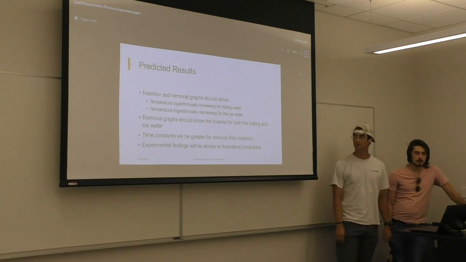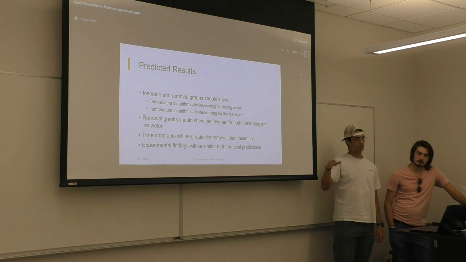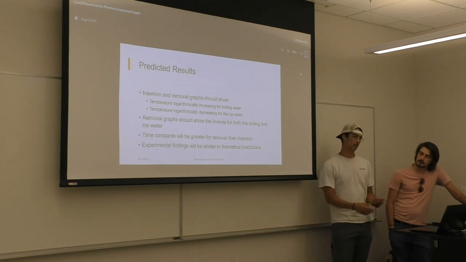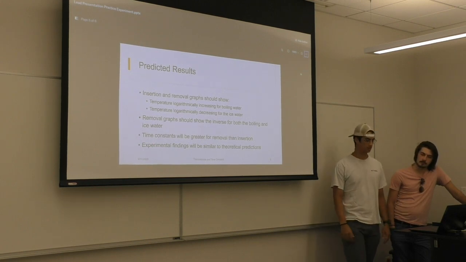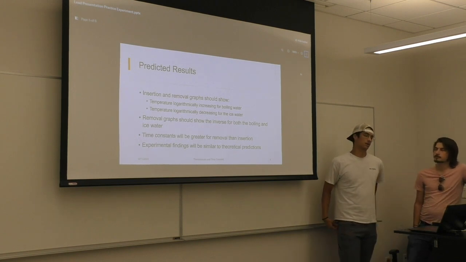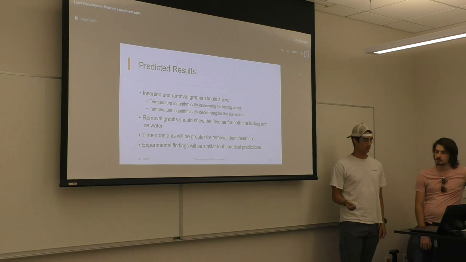For the predicted results, we're looking for the graphs to show logarithmic temperature changes over time. Obviously, the way that one looks for the ice water, it should look the other way for the boiling water, because of temperature increase versus temperature decrease. You should see that the time constants will be greater when you pull the thermocouple out rather than inserting it into the new water apparatus.